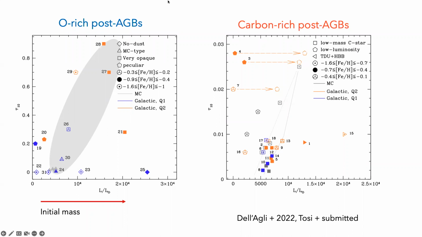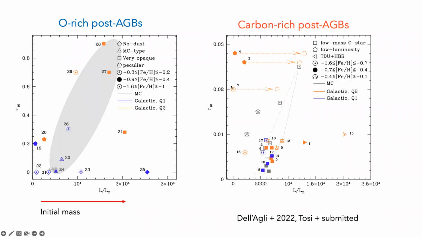Here you have the results of the O-rich post-AGB stars and carbon-rich post-AGB stars in the galaxy, expressed in terms of their luminosity and their optical depth. I know that there are some stars that are scattered here and there, but there are some explanations for them, and believe me that there is a trend that we can see in terms of their luminosity, which is a proxy of their initial mass, and the optical depth of the dust in their circumstellar envelope. And this is also seen in the carbon-rich post-AGB stars.